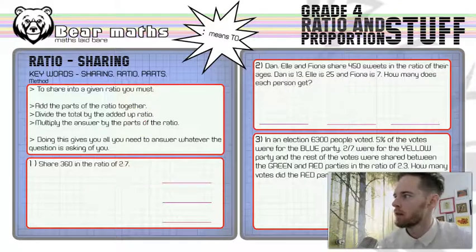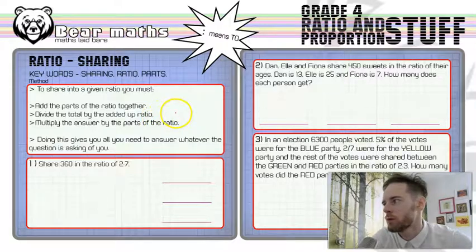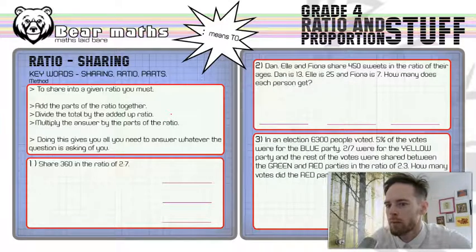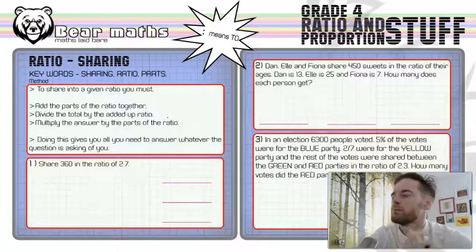But there you go. So the method states, to share into a given ratio, you must add the parts of the ratio together. These are the 3 steps you always follow. Add, then you divide the total by the added up ratio, so divide, and then multiply the answer by the parts of the ratio. So you've got 3 things to remember: add, divide, and multiply. Doing this gives you the answer to whatever the question is asking you. So it depends on the context of the question.